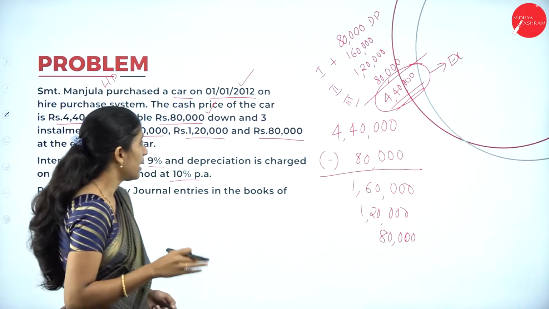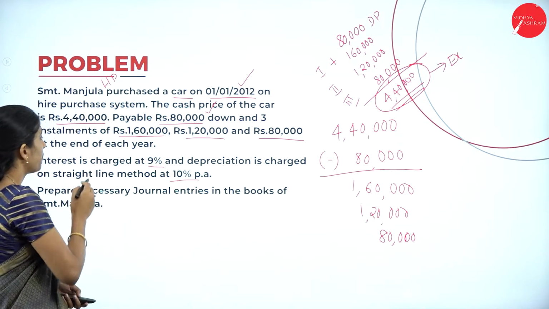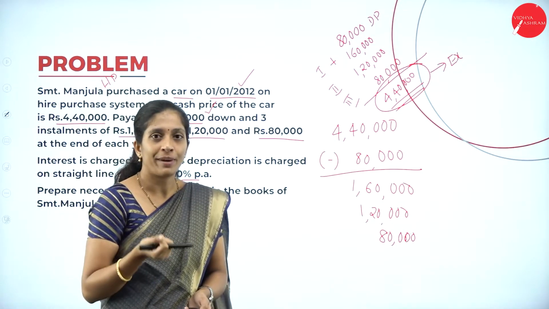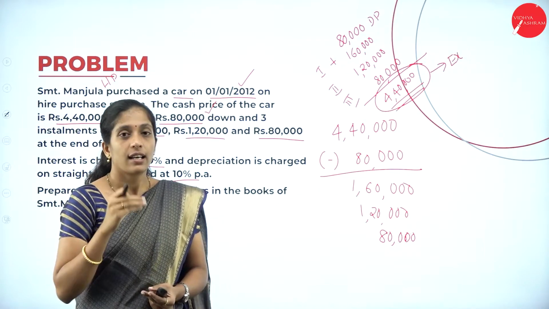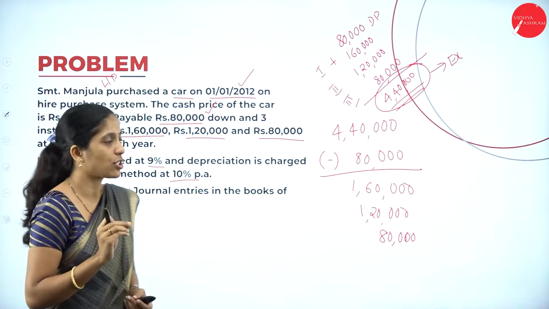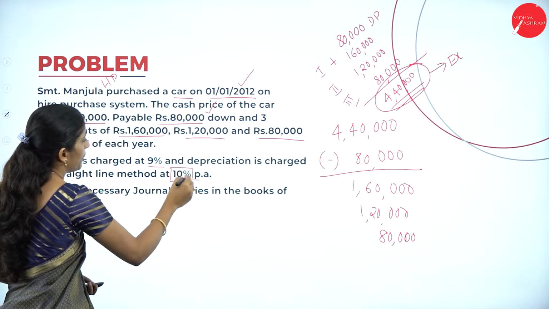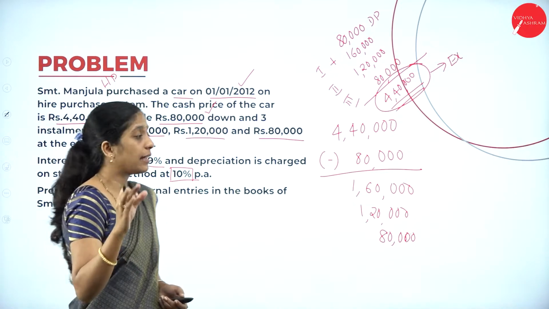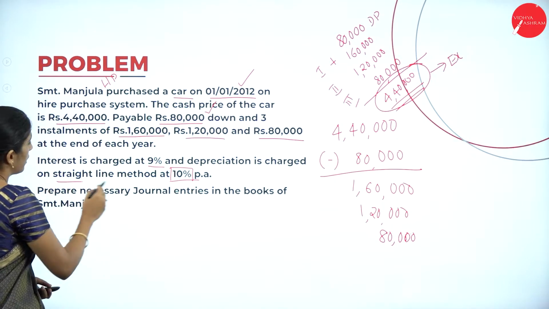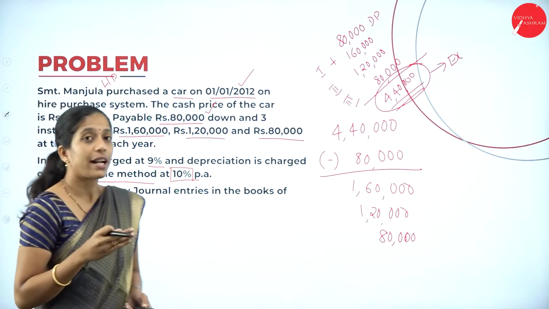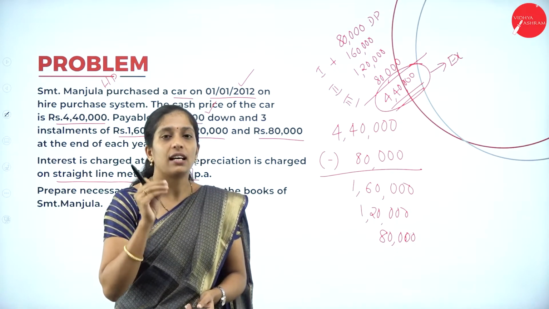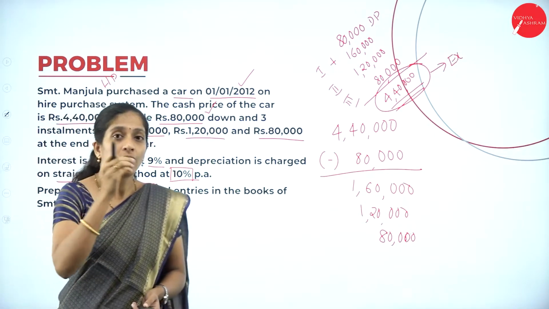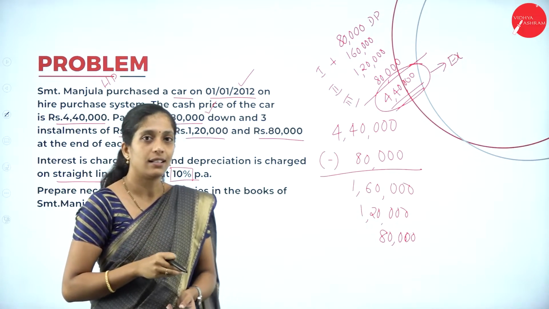Now what they have told, along with that, interest is 9%, but they have also asked to charge depreciation. The asset is in the hands of Manjula, because Manjula has purchased the asset, right? For that she has to charge the depreciation, and the depreciation is 10% per annum, calculated on the straight line method. Straight line method means each and every year the amount of depreciation remains the same. In the written down value method, we calculate the depreciation on the diminishing value.